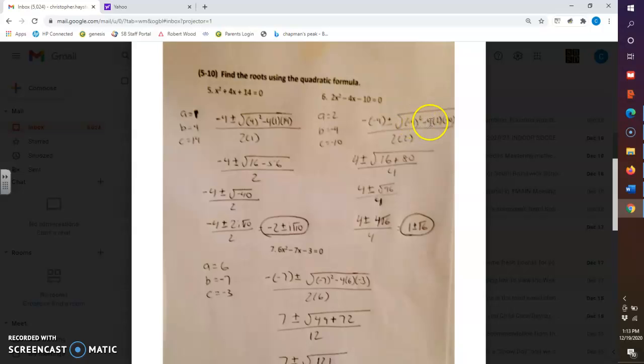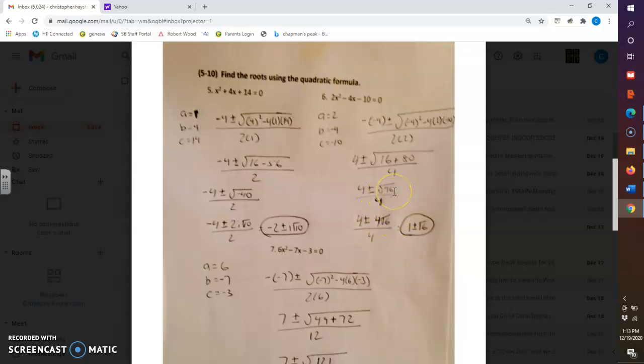Negative 4 squared minus 4 times 2 times a negative 10. That over here is a double negative. So 16 now becomes 16 plus 80 all over 4. 4 plus or minus root 96. Root 96 simplifies to 4 root 6.